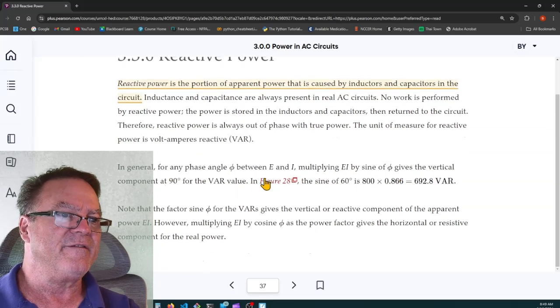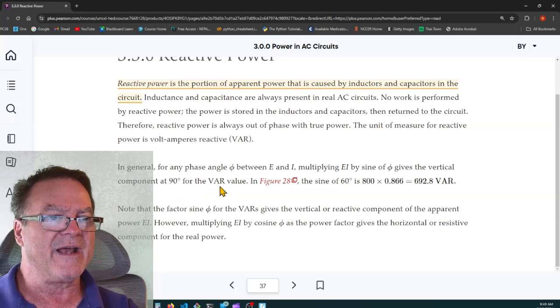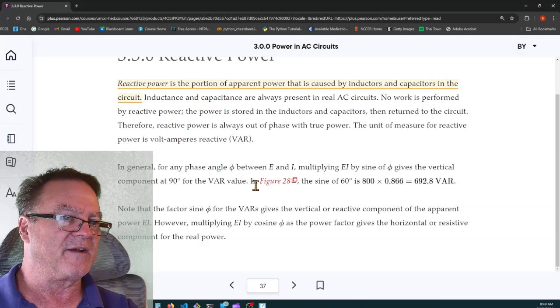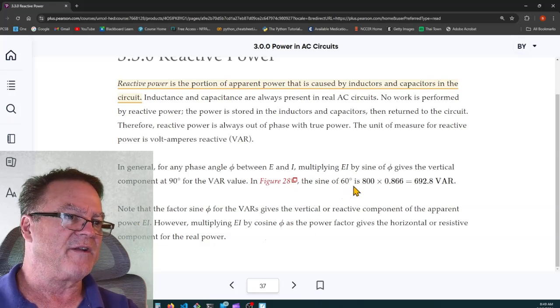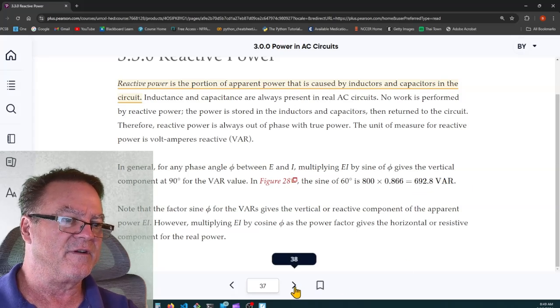In general, for any phase angle between the voltage and the current, multiplying EI times the sine of theta gives the vertical component at 90 degrees for the volt amps reactive value. Okay. So the sine of 60 is 800 times 0.866 equals 692.8. That's what we had. We had 693 volt amps reactive. Very good.